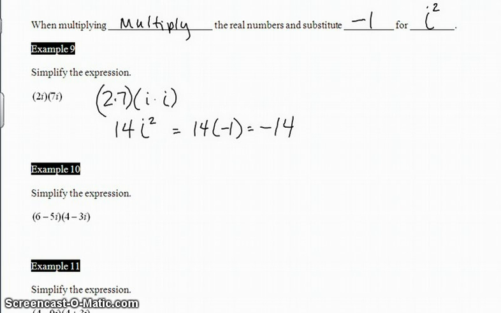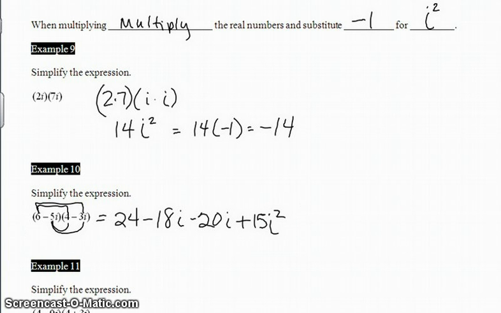Looking at example 10, we're going to go ahead and we're going to FOIL. So that means first, 6 times 4 is 24. Outer, 6 times negative 3i is negative 18i. Inner, negative 5i times a positive 4 is negative 20i. And then last, negative 5i times negative 3i. Negative 5 times negative 3 is a positive 15. i times i is i squared.